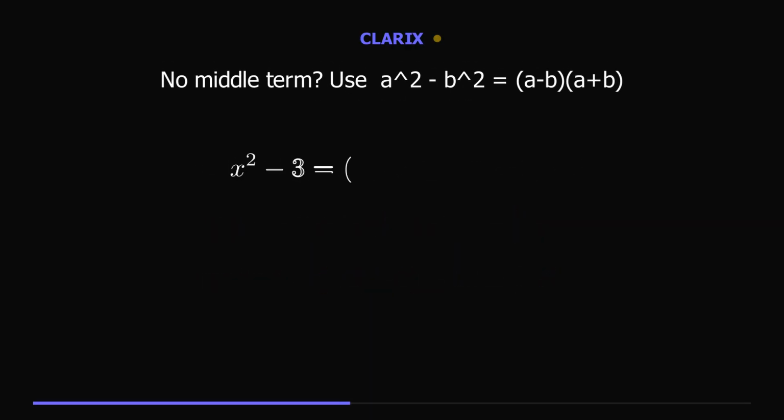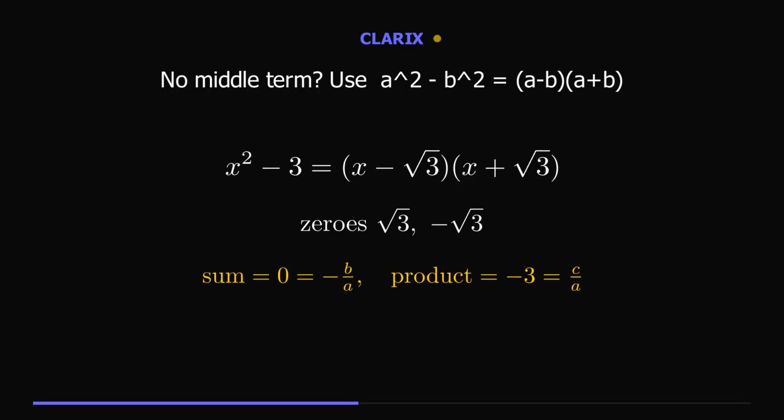One more type you'll meet. A quadratic with no middle term, like x squared minus 3. To find its zeros, recall the identity. a squared minus b squared equals a minus b times a plus b. Here, 3 is root 3 squared, so x squared minus 3 is x minus root 3 times x plus root 3. The zeros are root 3 and minus root 3. Quick check. Their sum is 0, and minus b over a is 0 too, since there's no x term. Their product is minus 3, matching c over a.